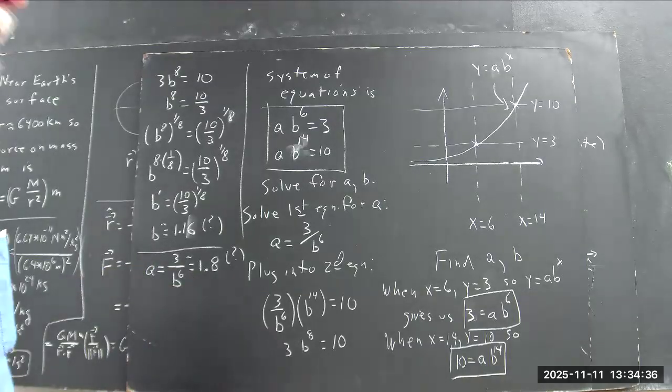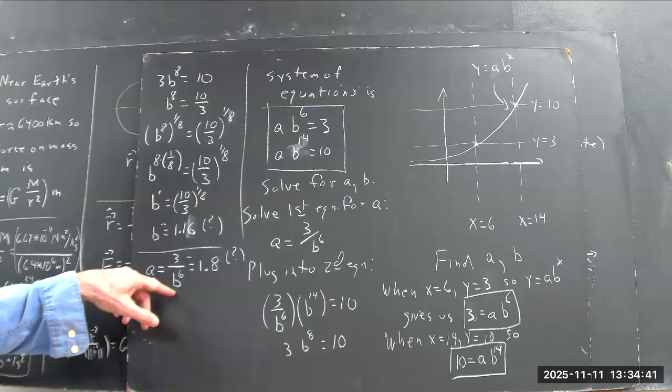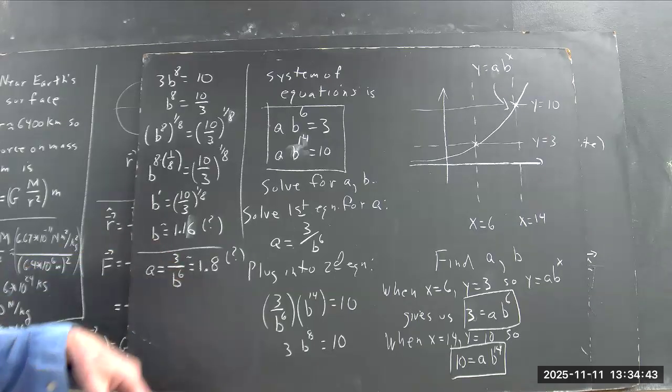1.16. Well, b is 1.16. You've got to raise b to the 6th and then divide that into 3.